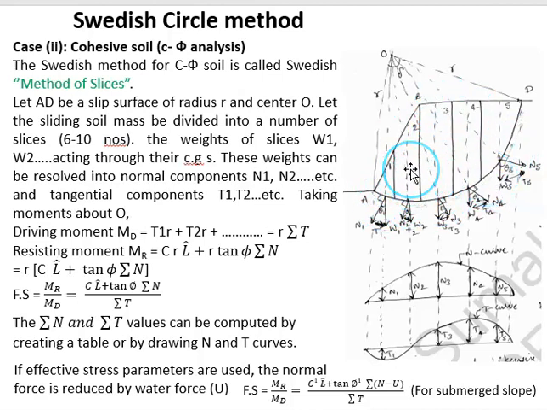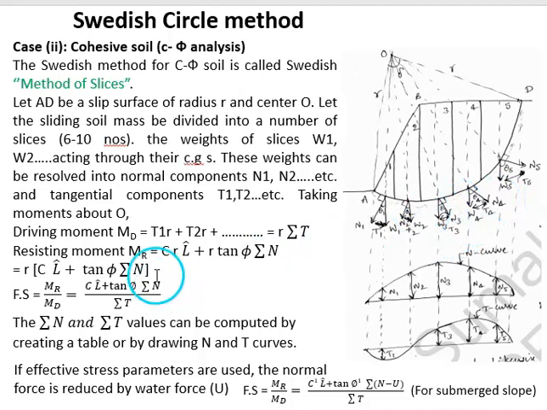So we have to divide the sliding soil mass into n number of slices, say about 6 to 10 slices. Then for each slice we have to draw the center lines. Then we have to assume that the weights are acting along these center lines. Weights of different slices have to be drawn as verticals through the center lines of slices, represented as W1, W2, W3, etc. Then we have to draw normal and tangential components for all the slices, and represent them as N1, T1, N2, T2, etc.